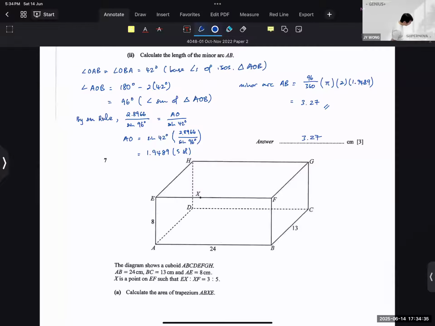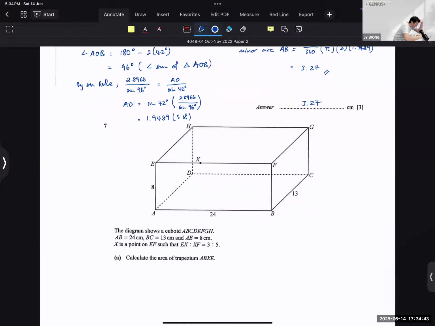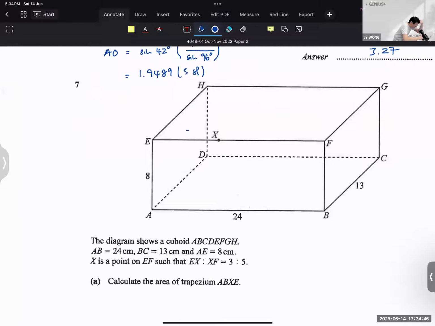The diagram shows the cuboid. Point X is a point on EF such that EX to XF is 3 to 5. So EX is 3, XF is 5. That's what they are telling you. And because you have the length AB, you can obviously directly find what is EX and what is XF straight away. Calculate the area of the trapezium ABXE.